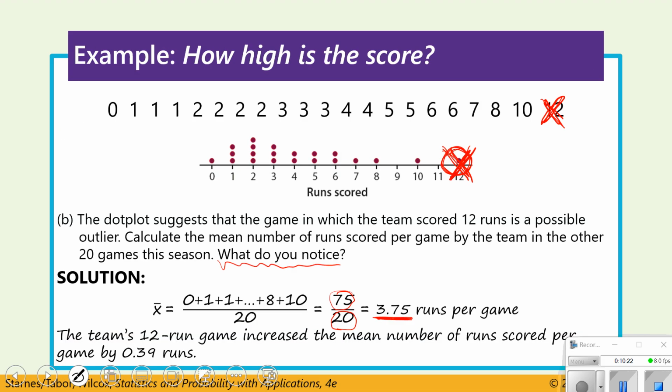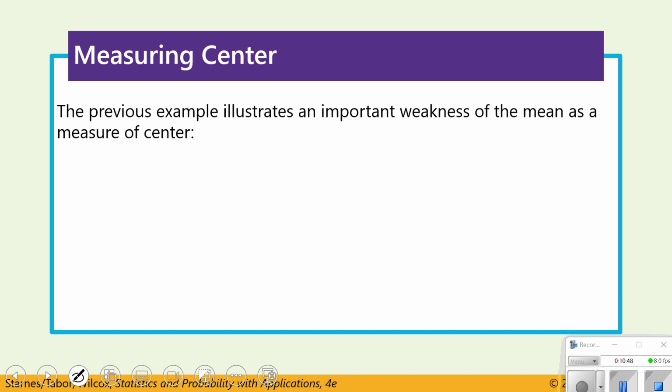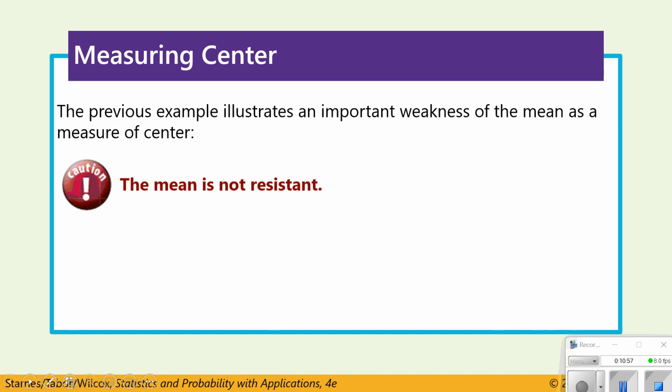The team's 12-run game increased the mean number of runs scored per game by 0.39 runs. So that outlier pulled the mean farther away from the median. The mean, when we had the outlier, got pulled. It threw it off a little bit because of that outlier out there. So this is one of the reasons that we don't necessarily use the mean when we talk about the measure of center. It's not resistant, which means an outlier throws off the mean. It doesn't throw off the median, it throws off the mean.